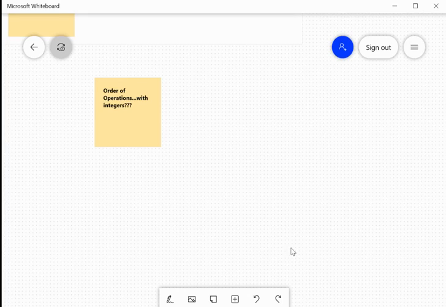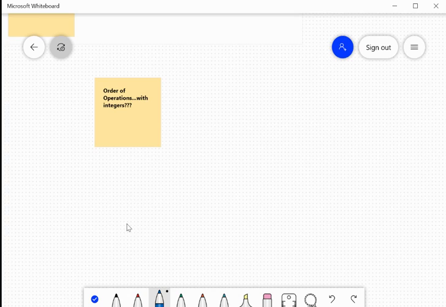So today let's go ahead and take a look at order of operations, but does this work when we're dealing with integers? So let's say I have this problem here, and the problem is 5 plus -2 times -3.